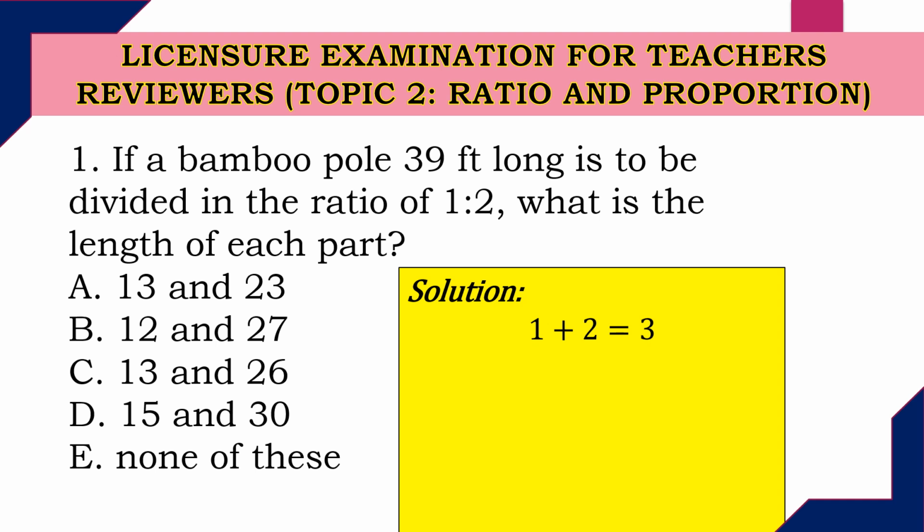Meaning to say, 1/3 of 39 is the length of one part, and 2/3 of 39 is the length of the other part. So, let us multiply 1/3 times 39. 1 times 39, that is 39, divided by 3, and that is 13. Next, 2/3 times 39. 2 times 39, that is 78. Divided by 3, that is 26. So the lengths of the parts are 13 and 26. And that is letter C.